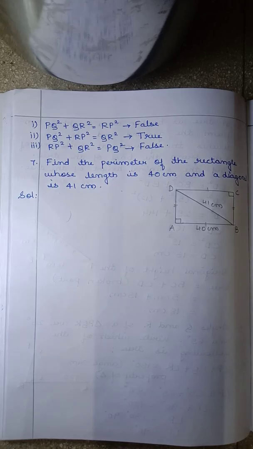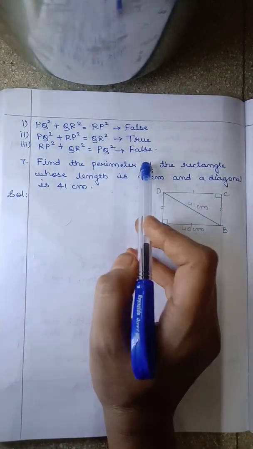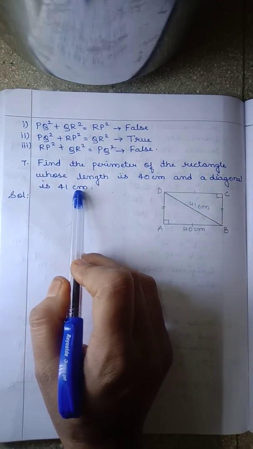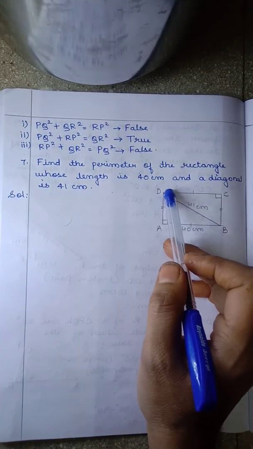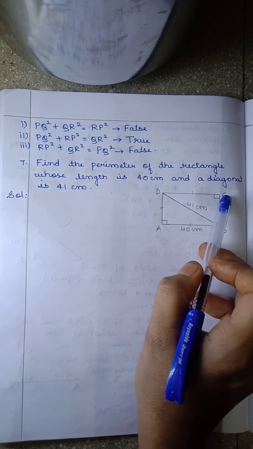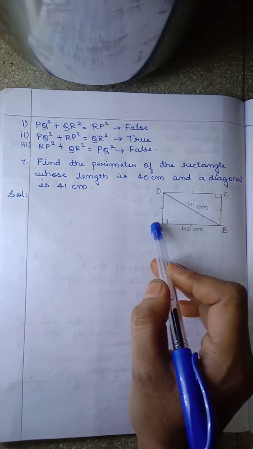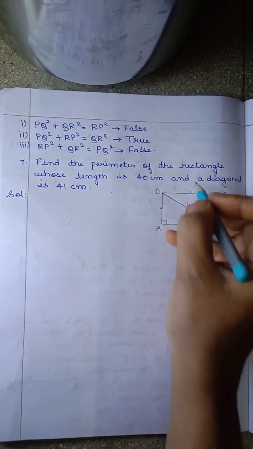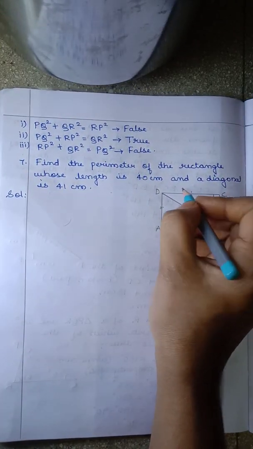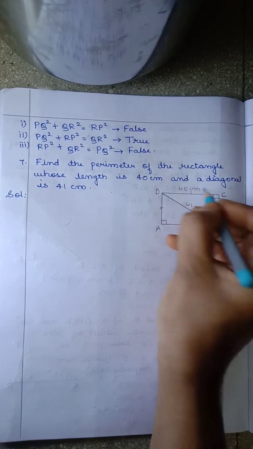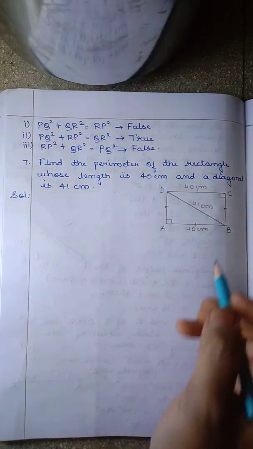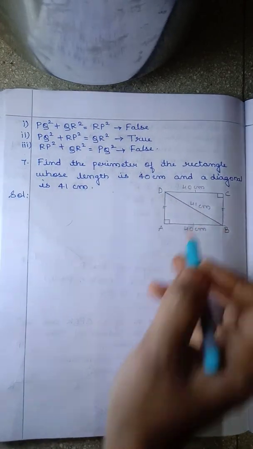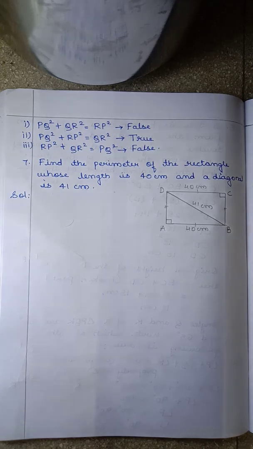Now children, coming to the seventh question: find the perimeter of the rectangle whose length is 40 centimeter and a diagonal is 41 centimeter. I have drawn the figure, a rectangle whose length is 40 centimeter. The longer side is the length, which is 40 centimeter. You know the property of a rectangle, opposite sides are equal. So the opposite length also will be 40 centimeter. And diagonal they have given. BD is a diagonal measuring 41 centimeter. You have to find the perimeter.